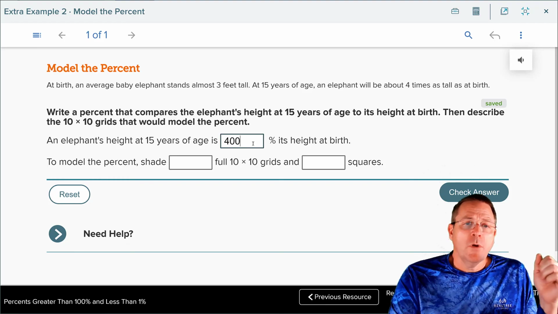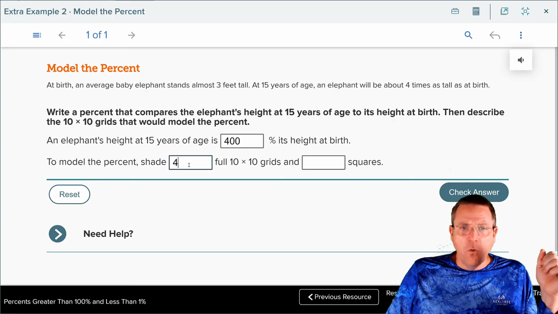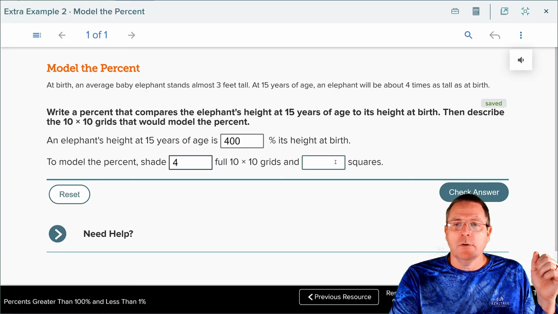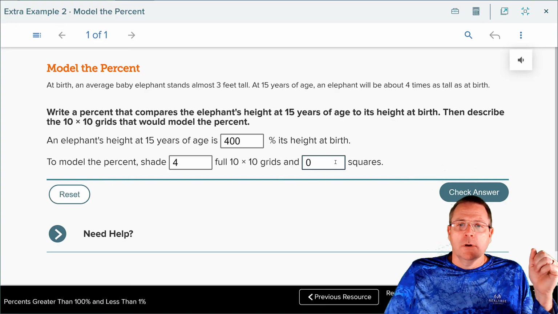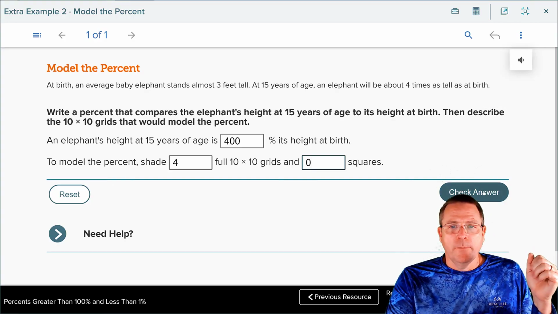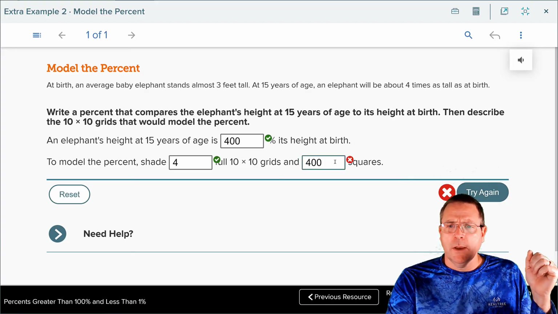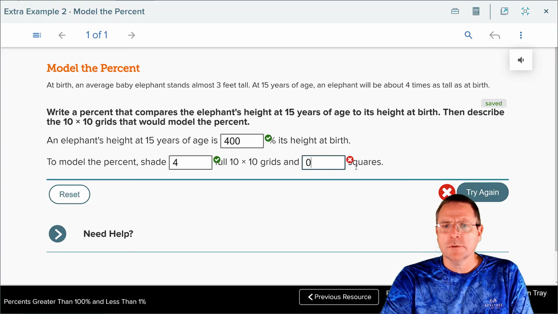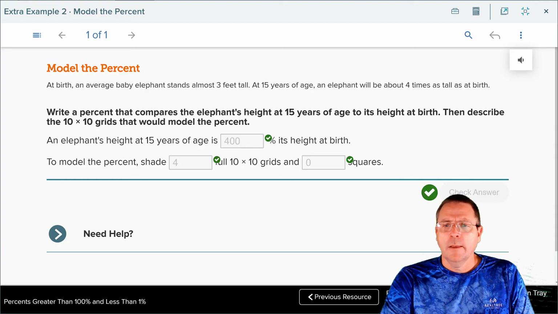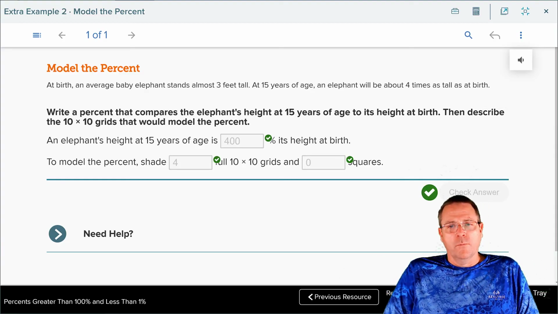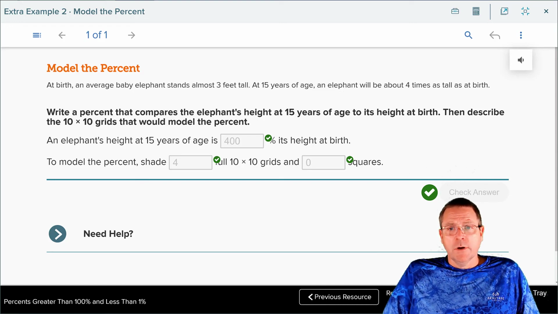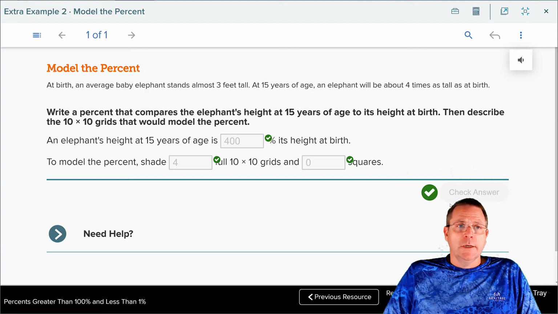To do this, we are going to need to shade how many? 4 entire 10 by 10 squares and 0 additional squares. I'm sorry, not 0. I just messed that one up, and it's going to be a total of 400 squares. Check our answer. Oh, that one's wrong. There's supposed to be 0 additional squares. Try that again. And yep, that was it. That's what they were looking for. There were no extras. It was only a 400% growth. So it was 4 solid square grids and 0 additional squares.